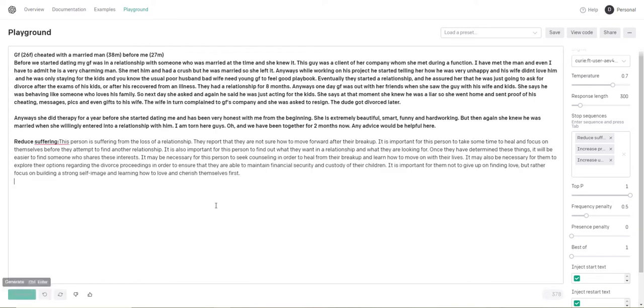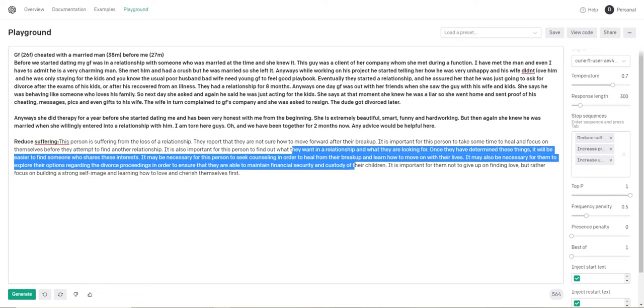All right, and you see it spits it out real fast. This person is suffering from the loss of a relationship. They report that they are not sure how to move forward after their breakup. It is important for this person to take some time to heal and focus, etc., etc. Let's see. The dude got divorced later, and we've been together for 2 months, etc., etc.